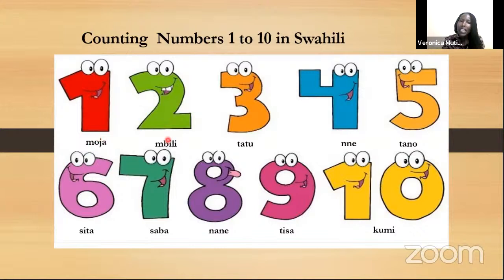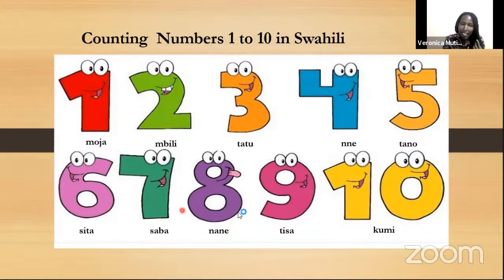Moja, mbili, tatu, nne, tano, sita. Read through, Frank, up to number 6. Moja, mbili, tatu, nne, tano, sita. Well done.